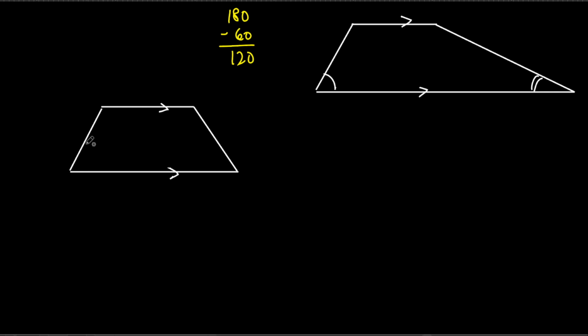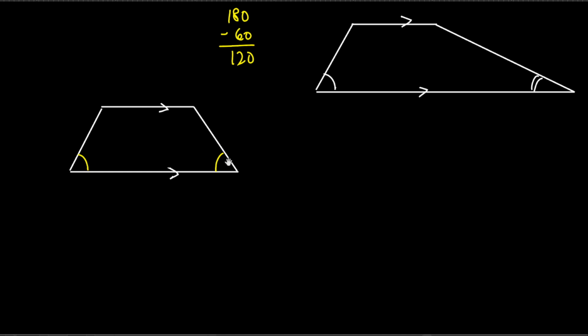But I do know, and they tell me, let's turn this yellow, they tell me that this angle is equal to this angle. So they didn't tell me it's an isosceles trapezoid, but they did tell me those two base angles are equal to each other. So what do you think is going to be true about this whole trapezoid? It must be a what? Isosceles.